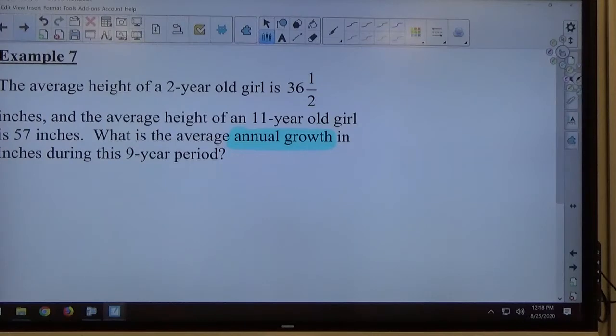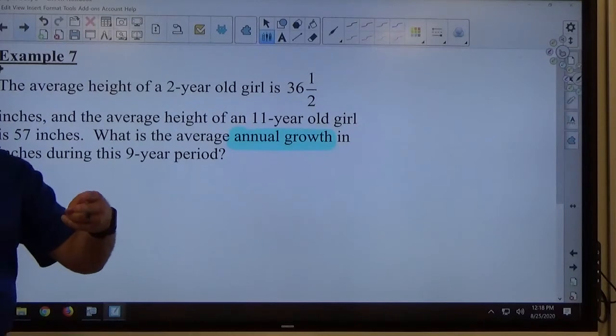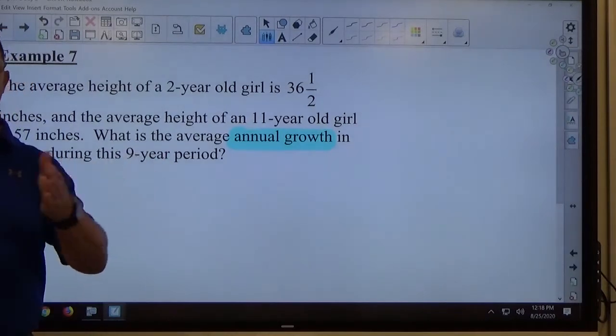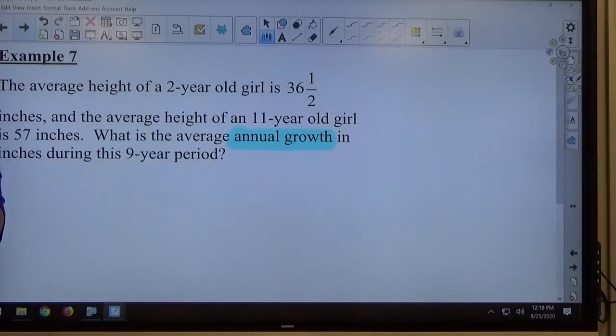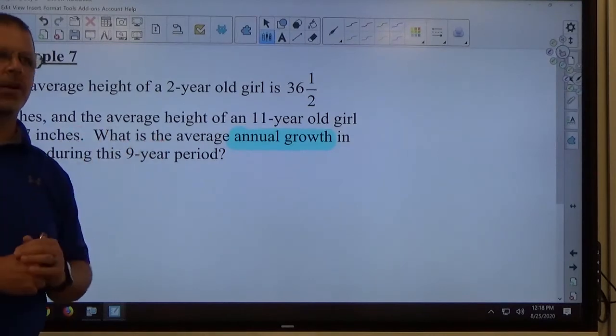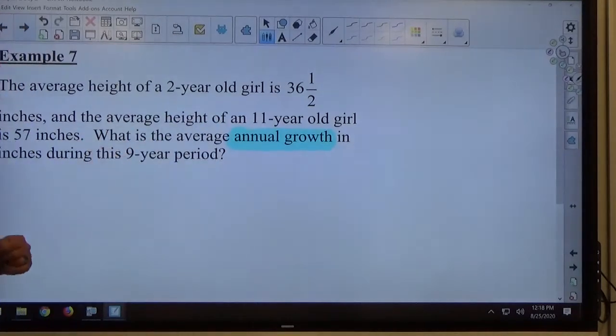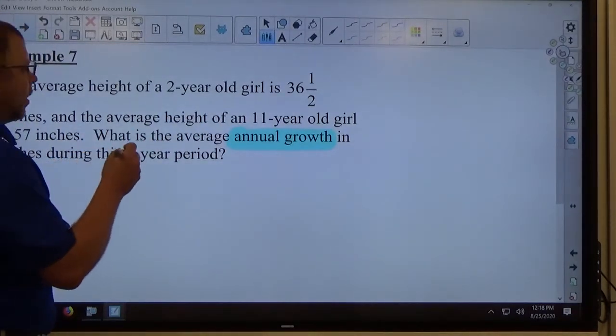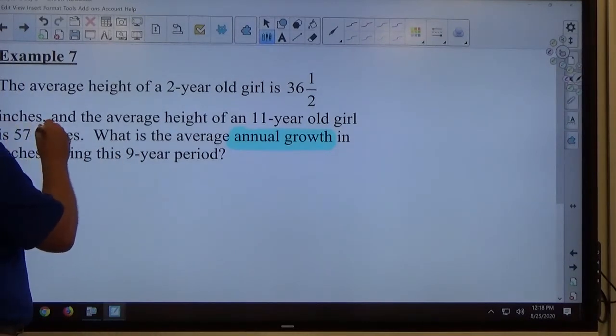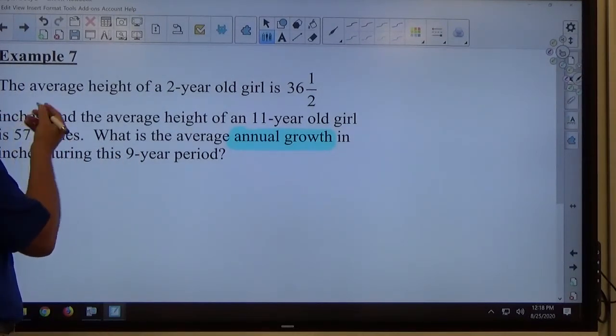And the average means that we're not looking for, well, she grew 2 inches this year, a half inch that year, 3 inches that year. But we're looking for the extended time. If you added this much every single year, she'd end up with that average height. So we know the original height is 36.5 inches.